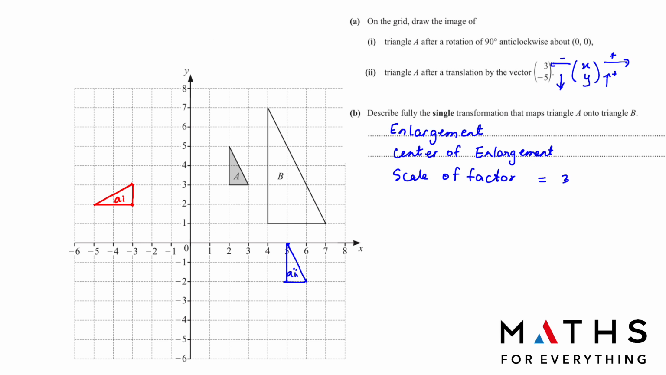For that, we need to join the vertices together. So this vertex with this will join it, and we can join other vertex also, this vertex with this. 2 points are enough. Mostly 2 points are enough. Where they meet, that is your center of enlargement. They're meeting here. And what is the x coordinate of that? 1. And the y coordinate is 4. You need to write the x and y coordinate. So that's how you solve this type of a question.